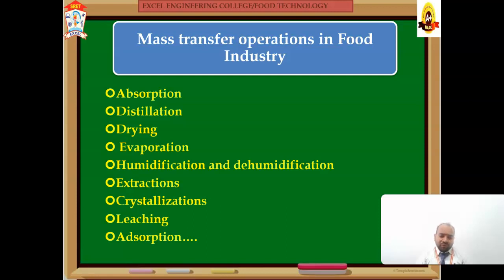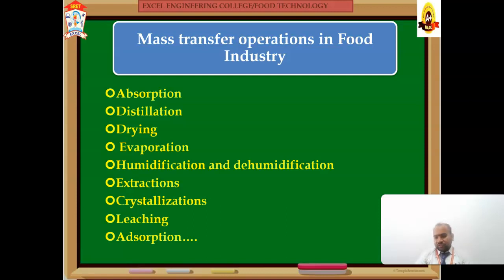Then the crystallization process. Crystallization is one of the unit operations. It is utilized to form the crystal. Nowadays a lot of products are made this way. What we are going to do is make the crystal formation, small particles, and we can convert them based on our requirement. It's a crystallization operation. We can utilize it further in our food processing field.